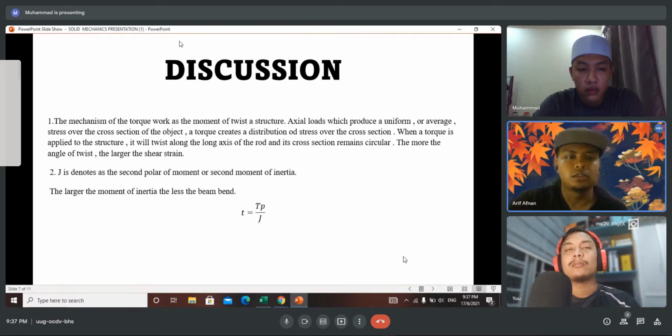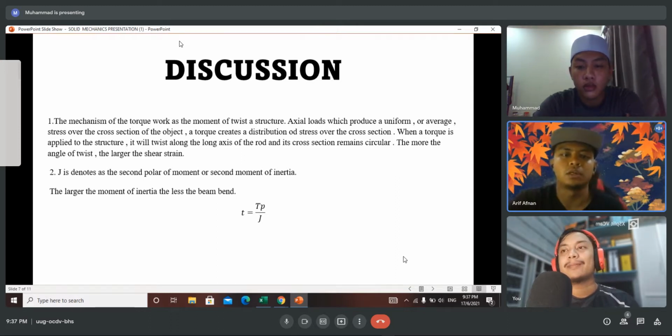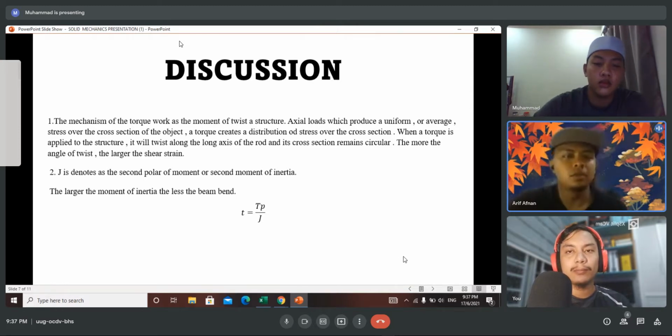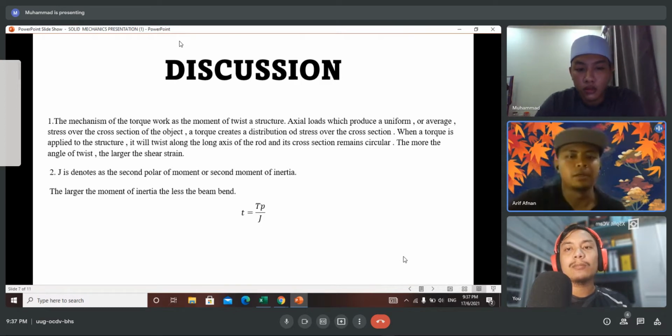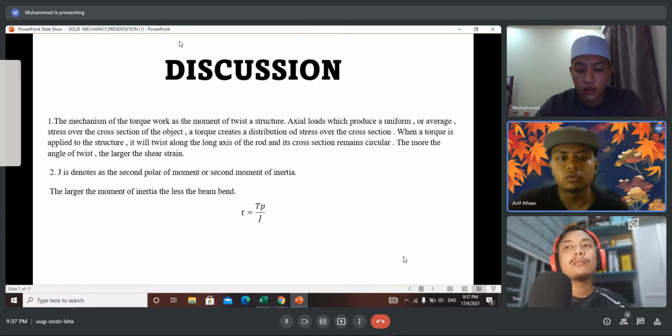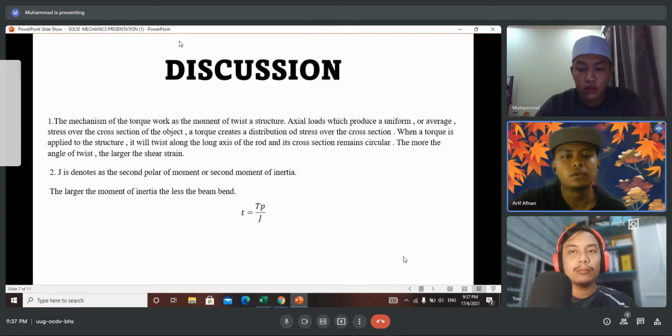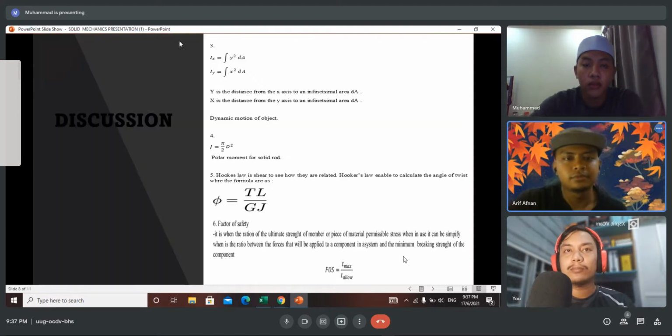J is denoted as the second polar moment or second moment of inertia. J is the polar moment unit. The larger the moment of inertia, the less the beam bends. As the equation, tau equals torsion T rho over J. Okay, next.